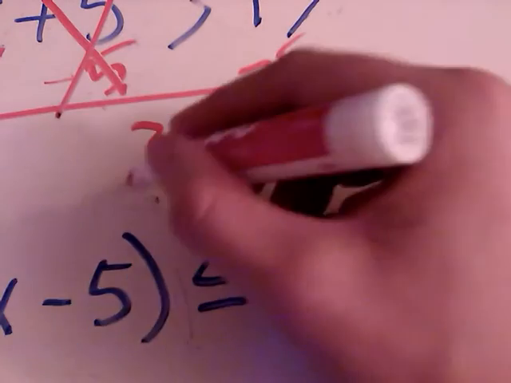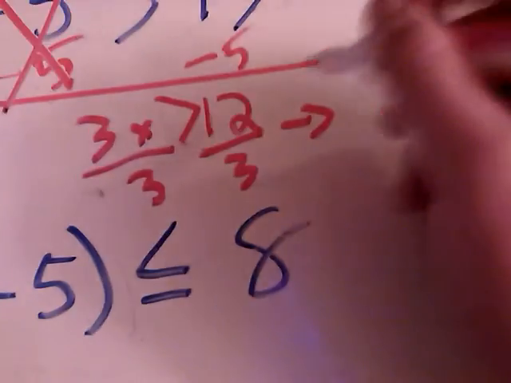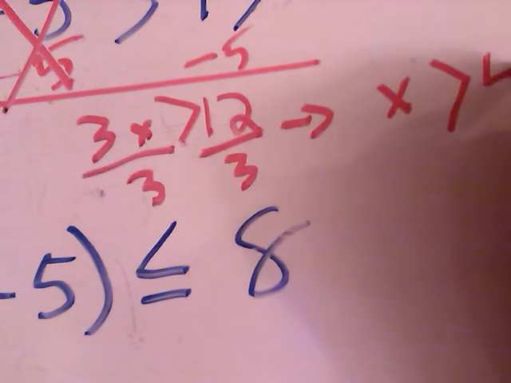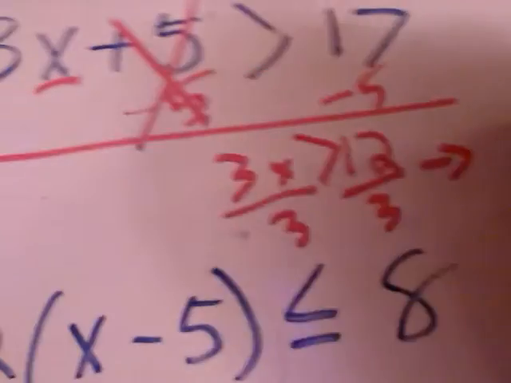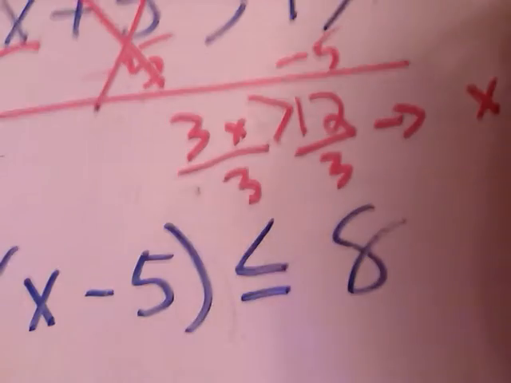So now to get x by itself, we divide by 3 because remember we do the opposite. And then we're going to put it right over here. X is greater than 4. And you can always check: if you plug in anything greater than 4, it'll hold true in our original equation. And if you were to plug in something less than 4, it would not hold true.